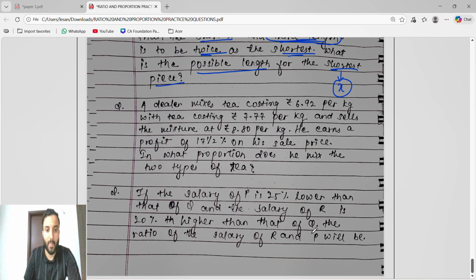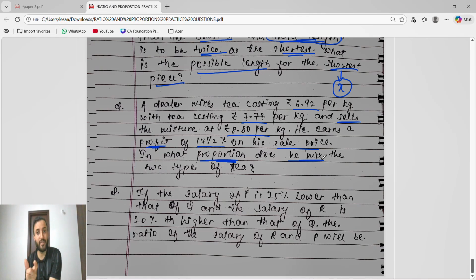Oh yeah. A dealer mixes tea costing 6.98 per kg with tea costing 7.7 per kg and sells the mixture at 8.8 per kg. He earns a profit of 17.5% on his sale price. In what proportion does he mix? Again guys, see this. In what proportion does he mix?